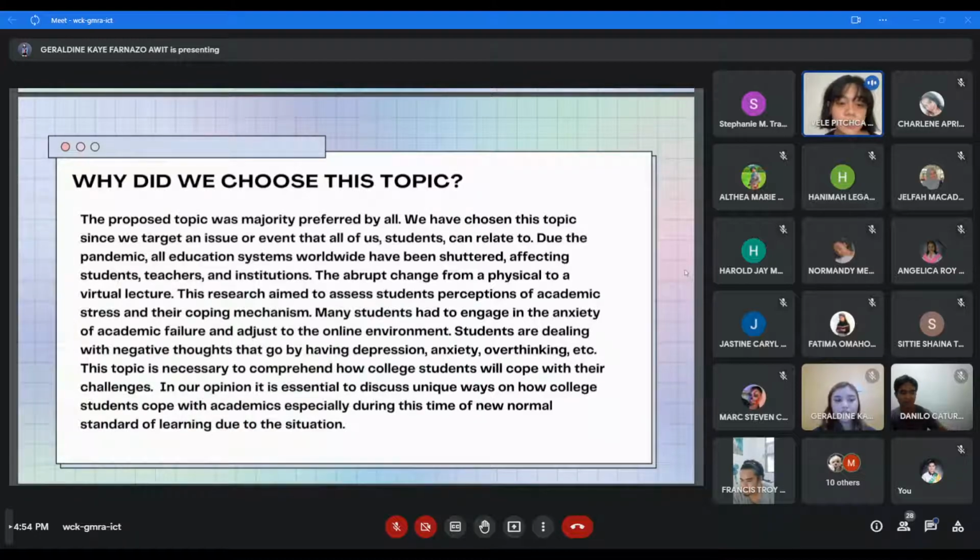This topic is necessary to comprehend how college students will cope with their challenges. In our opinion, it is essential to discuss unique ways on how college students cope with academics, especially during this time of new normal standard of learning due to the situation. So, the thought is already there, ma'am. Do you have any questions, or do the other students have any questions with our topic, ma'am?